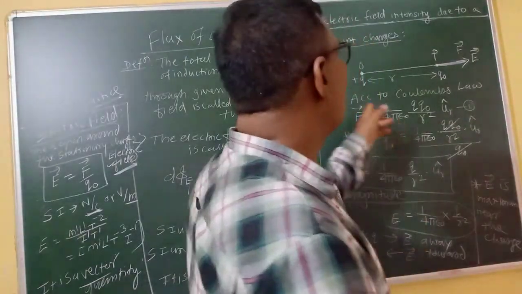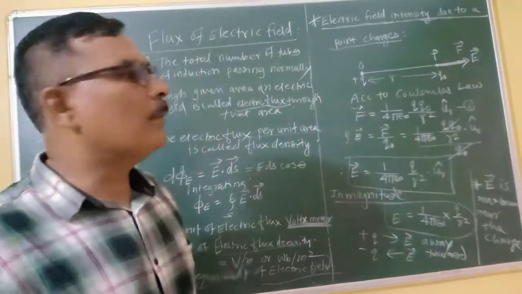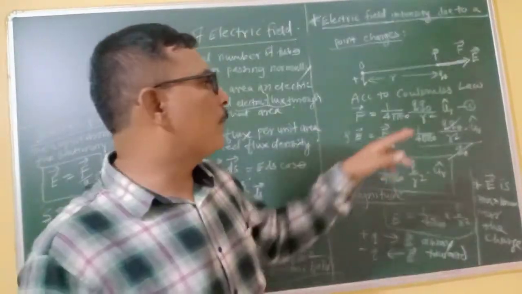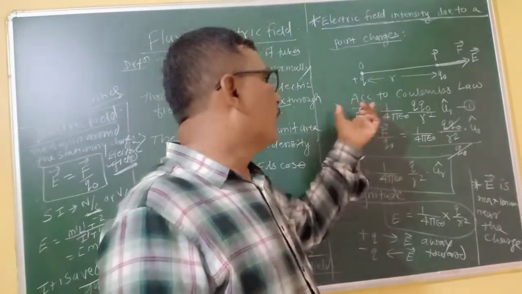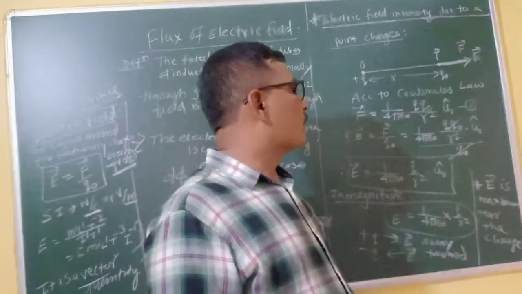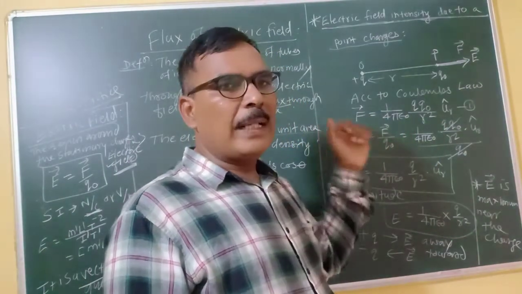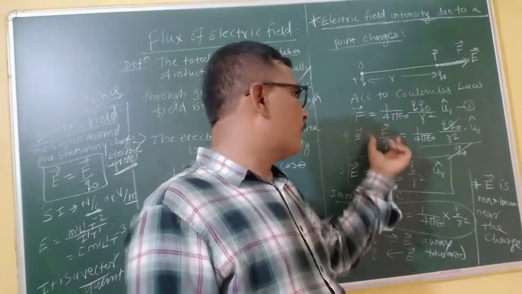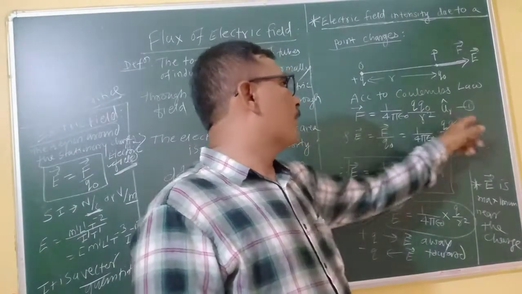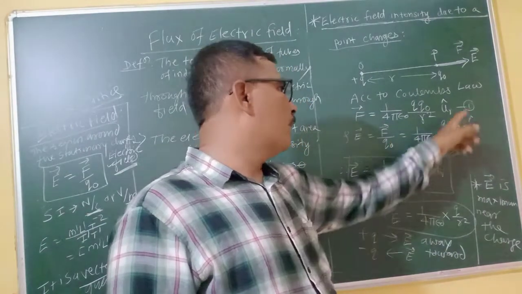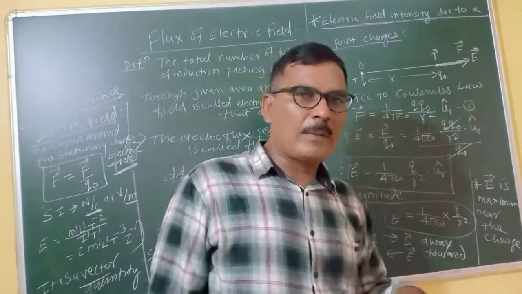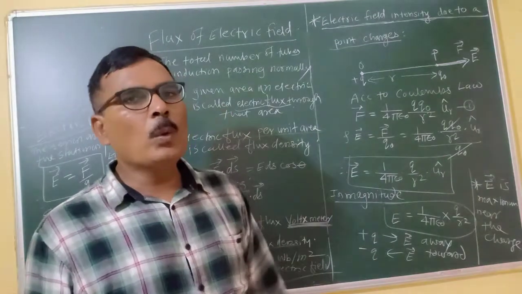At that time, according to Coulomb's law, the force of attraction or repulsion between any two point charges is directly proportional to the product of the magnitudes of the two charges and inversely proportional to the square of the distance between them. So F bar equals 1 upon 4 pi epsilon 0 into Q Q0 divided by r square into r cap. We know that electric field intensity E bar equals F bar upon Q0. So substitute the value of F bar from equation 1, and here Q0 cancels with Q0. We get the electric field intensity as 1 upon 4 pi epsilon 0 into Q by r square into r cap.